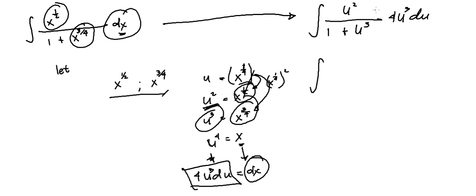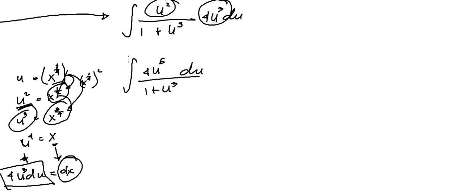Okay, as you can see here, all of our terms are now in terms of whole number. So we have u squared multiplied by 4u to the 3, that is 2 plus 3, we have u to the 5, right? And then we have 1 plus u cubed, then our du. Then how can we further simplify this? What technique?